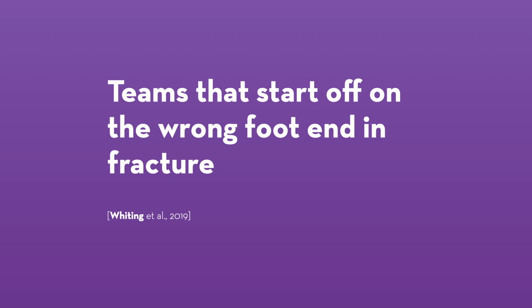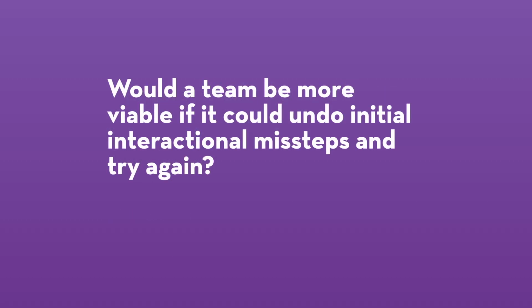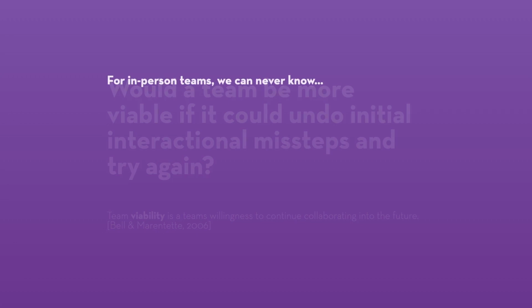Teams that start off on the wrong foot often end in fracture. And by this, I mean they end up in a state where they no longer want to collaborate with each other. Would a team be more viable if it could undo those initial interactional missteps and essentially try again, start over from scratch? And just to be clear, team viability here is a team's willingness to continue collaborating into the future. This is a commonly used concept in the teams and orgs literature.